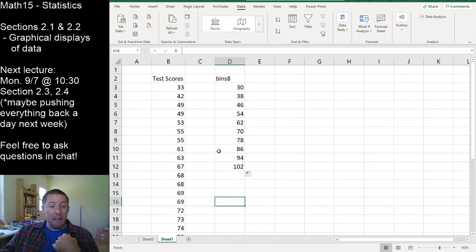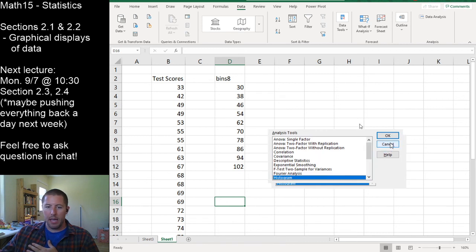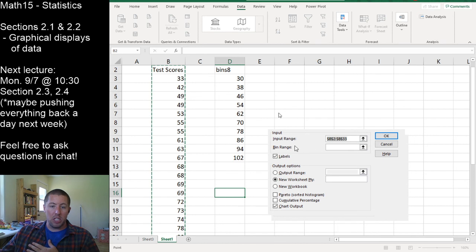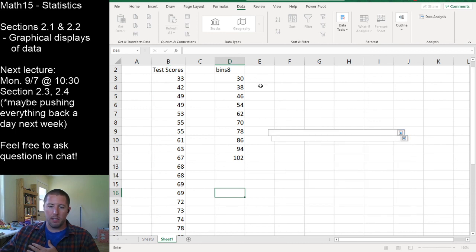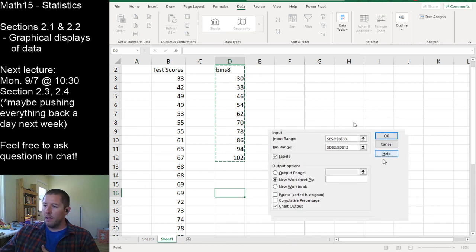So let's just make one more giving it these bins and see how it's going to look a little bit different out here. So now I'm going to go back to data analysis. I'm going to select histogram again. Okay. It's already still got the input range held over, and I can see that because I can see the dashed line around it. What I now want to do is give it a bin range. So I'm going to click on my thing right here that allows me to select. Because I included the label of test scores with my data, I am also going to include a label of bins 8 that I gave it for my histogram right here. Since I'm done selecting, I can go ahead and click this little button right there to tell it I'm done. I did have labels on both, so I'll leave that checked. And this one, maybe let's just put it on the same page.